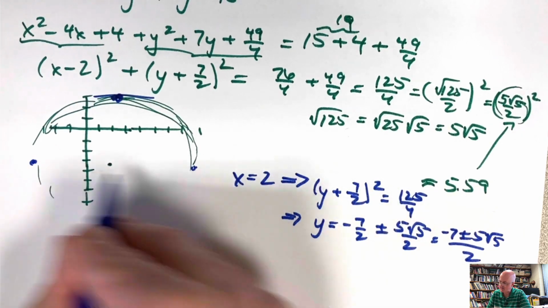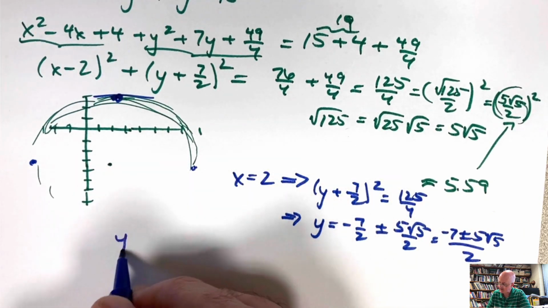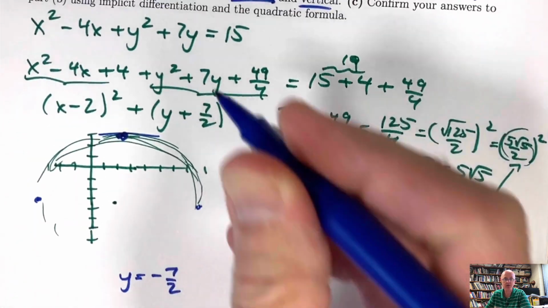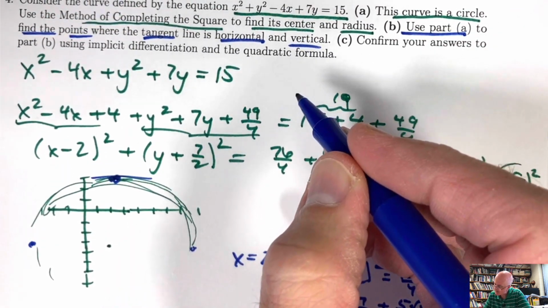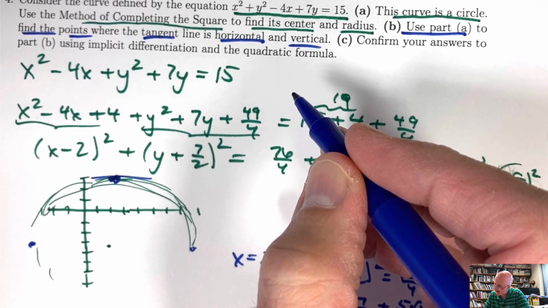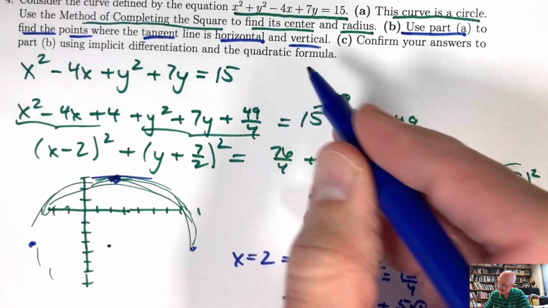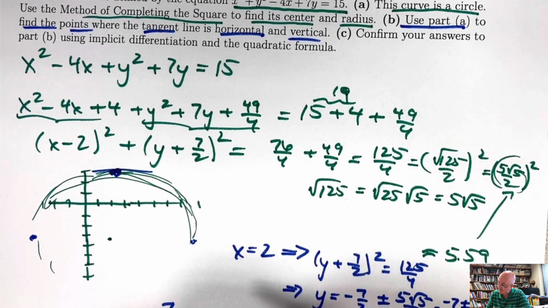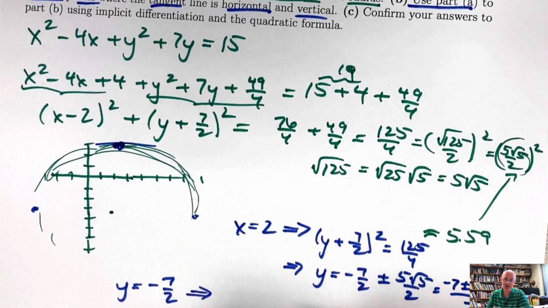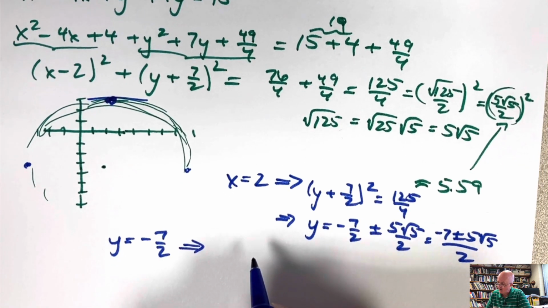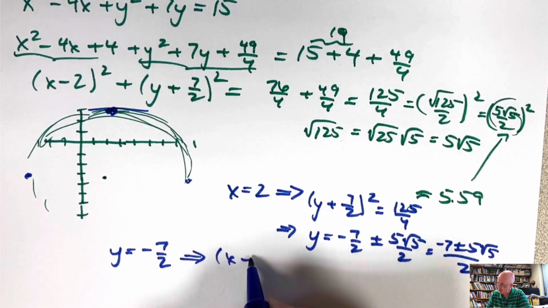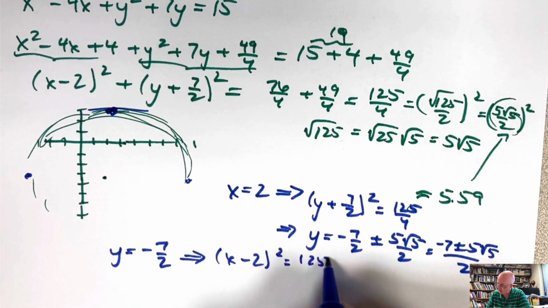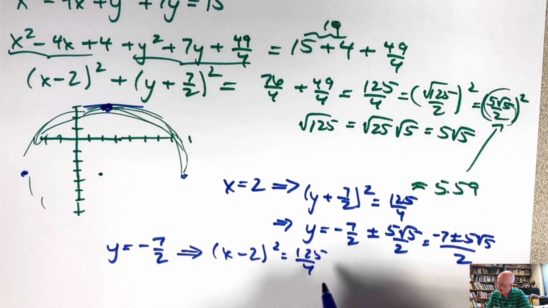Where the tangent is vertical, you'd want to replace y with -7/2. Again, I could do that in the original equation and use the quadratic formula. I guess, did I make that part of the directions there? I was sort of making it part of the directions for C, but I could have done it for part B as well. Y equals -7/2. Plug that in here. Get x minus 2 quantity squared is 125 over 4. And then solve for x.